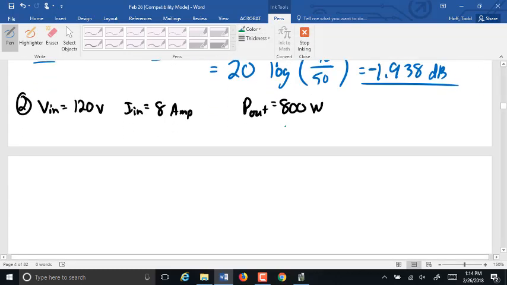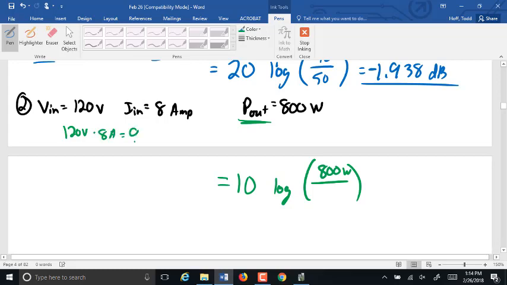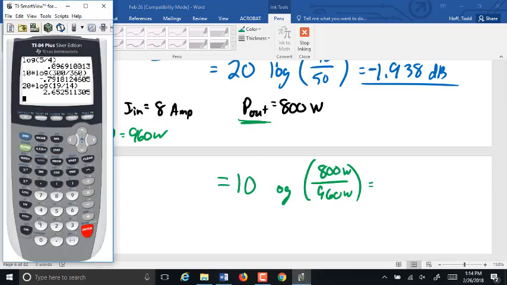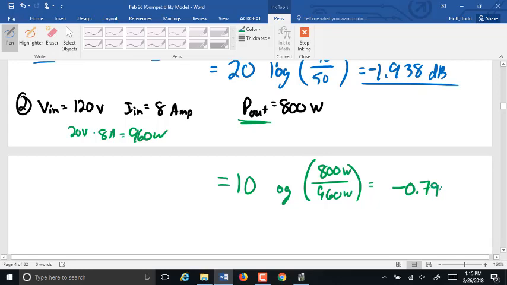Number 2, what's the formula? 10 or 20? That'd be 10 because we have powers. On top is going to be the 800 watts. On bottom, 120 volts times 8 amps is 960 watts. So 10 times the log of 800 over 960. I get negative 0.792 decibels. What do you think?